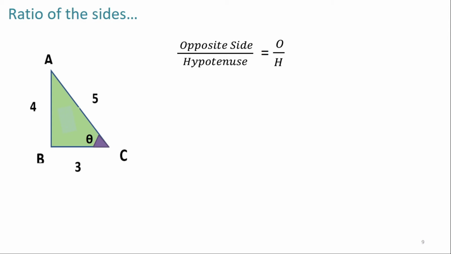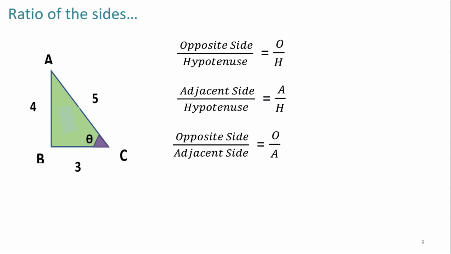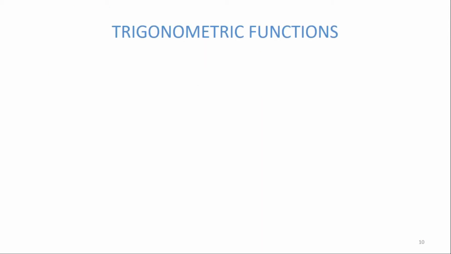The first ratio that we take here is opposite over hypotenuse. I'll be using the short forms O and H here. The second ratio is A over H, which is adjacent side over the hypotenuse, and finally O over A, which is opposite side over the adjacent side. Now my ratios for the sides are ready. Now I have a self-research for you.